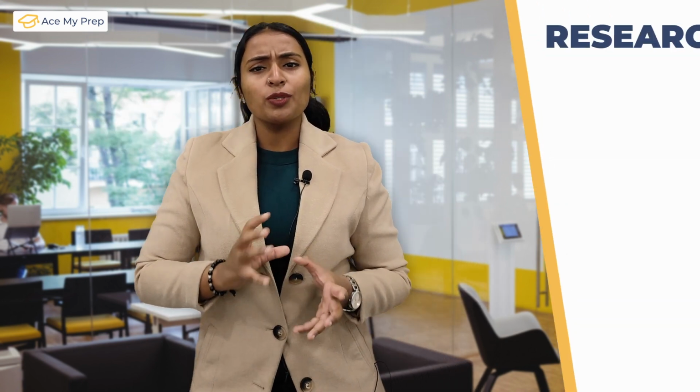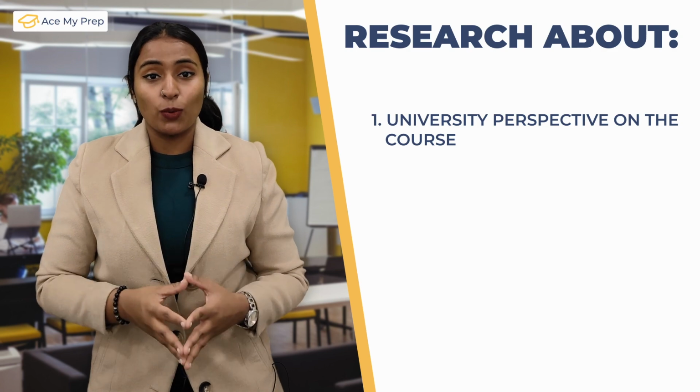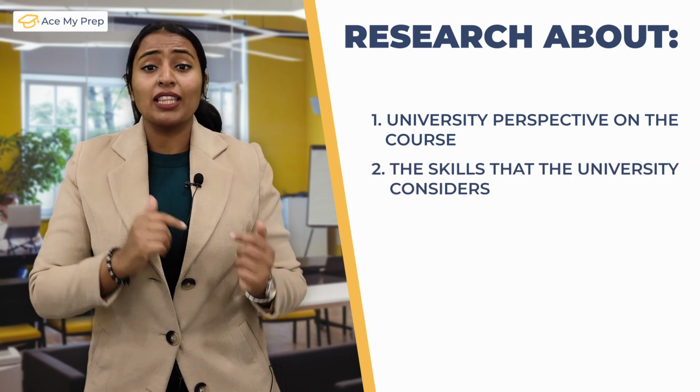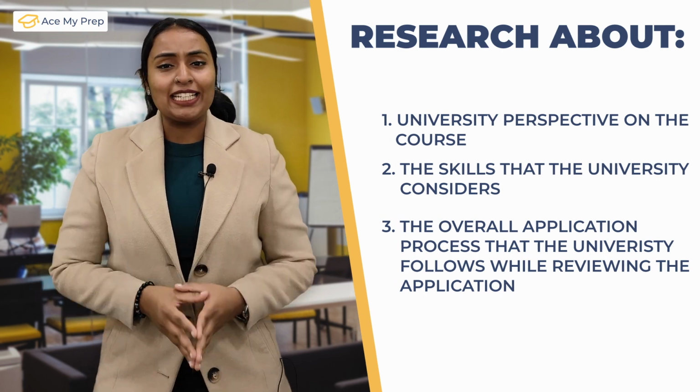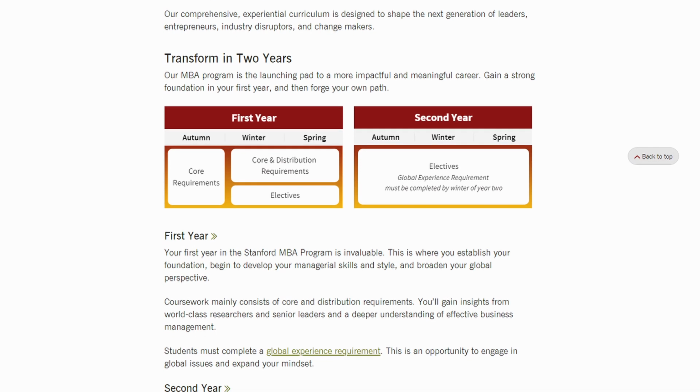Number 4. Tailor your resume. Here you have to customize your resume for each university application by emphasizing relevant skills and experience. That means you would want to research the university's perspective on the course, the skills the university considers, and the overall application process the university follows while reviewing the application. Tailoring the resume for a university exactly means coinciding with the target course. Hence, if you choose to apply for a master's in computer science, you should go to the university website, to the particular program page, search what the curriculum intends, and then add respective keywords.